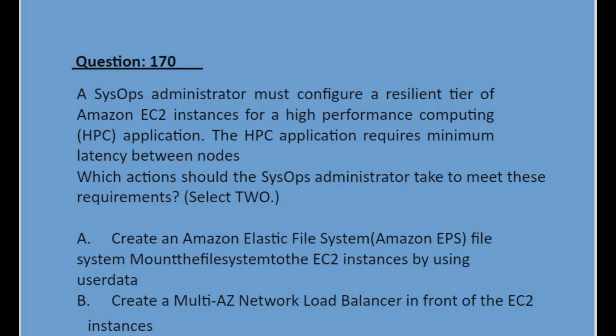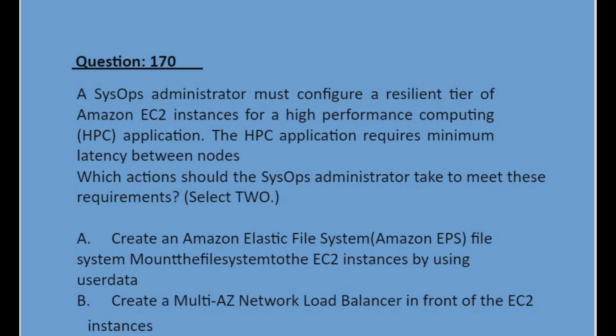Question is, a SysOps administrator must configure a resilient tier of Amazon EC2 instances for a high-performance computing (HPC) application. The HPC application requires minimum latency between nodes. Which actions should the SysOps administrator take to meet these requirements?